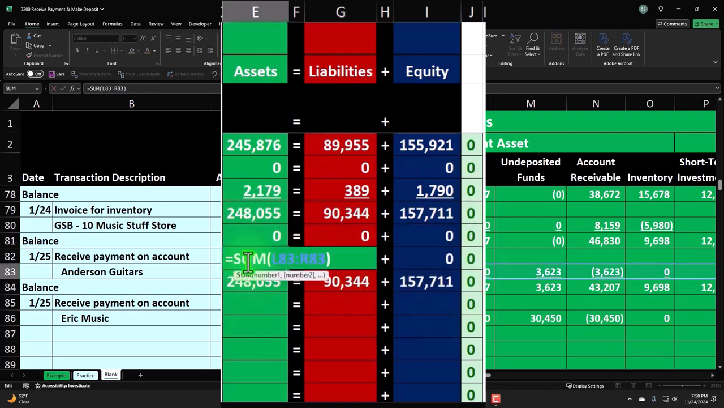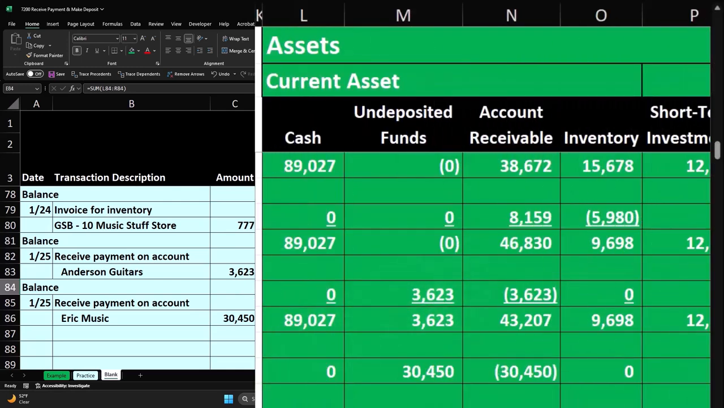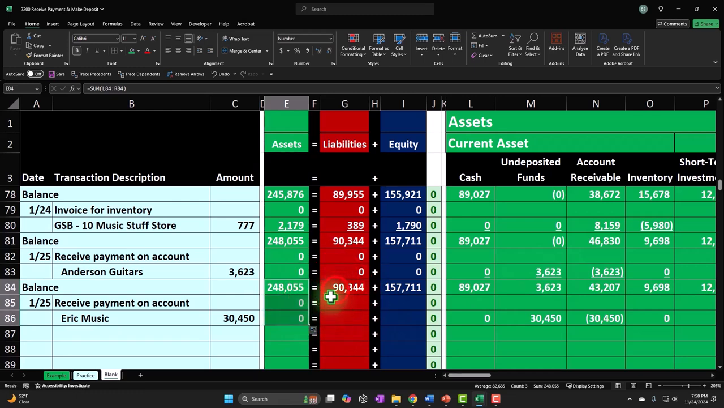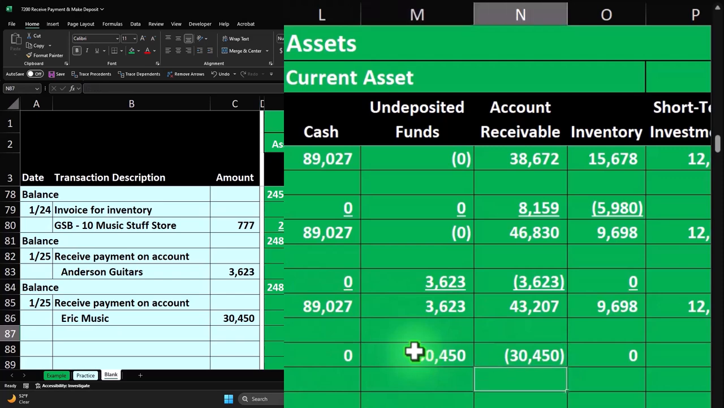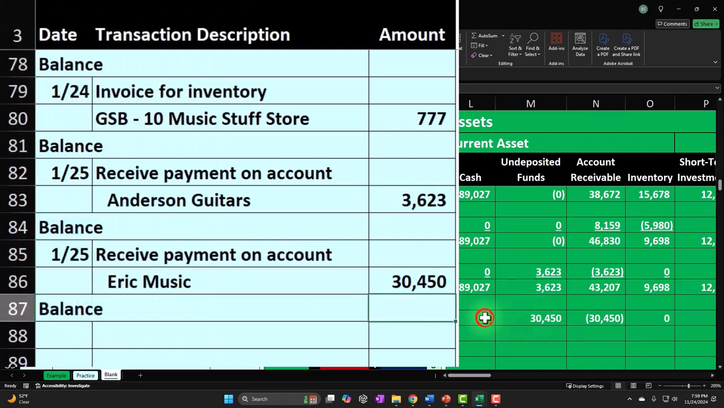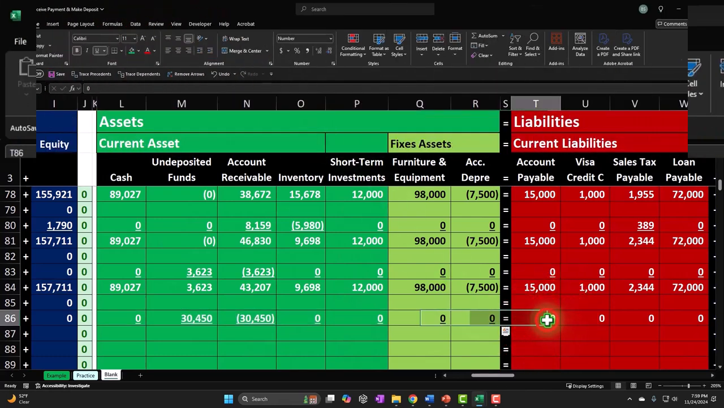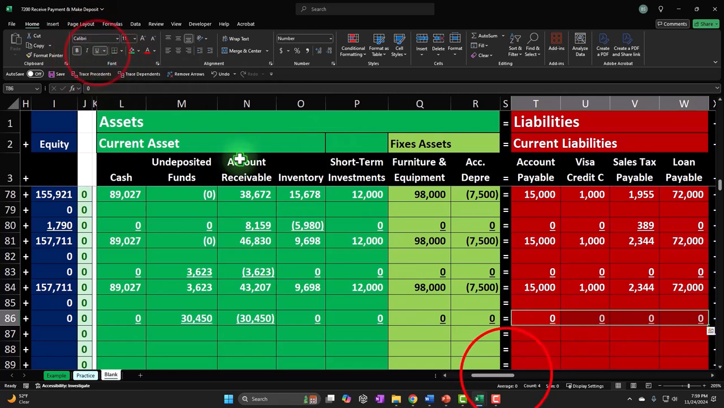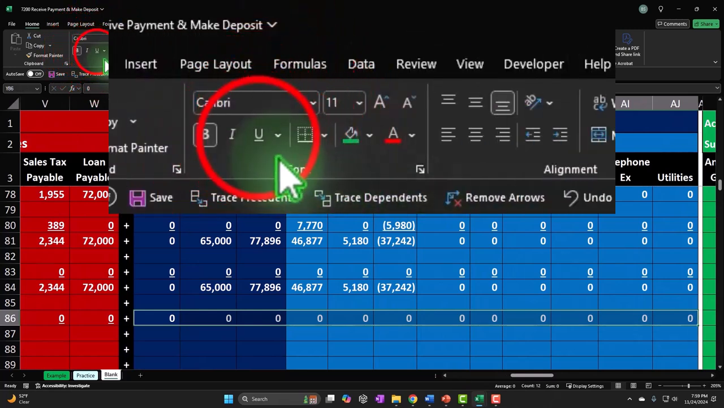Nothing happened in the activity because two asset accounts were impacted. One went up and then one went down. Let's copy this down to this one. So once again, nothing happened for this one because one asset went up and one asset went down, but undeposited funds is going up and accounts receivable is going down within the asset category. All right, let's put the balance down here. Let's put another underline under these for formatting's sake, and put an underline here.